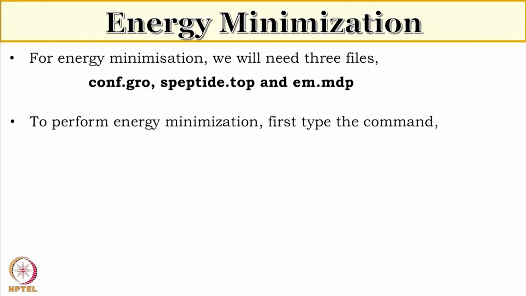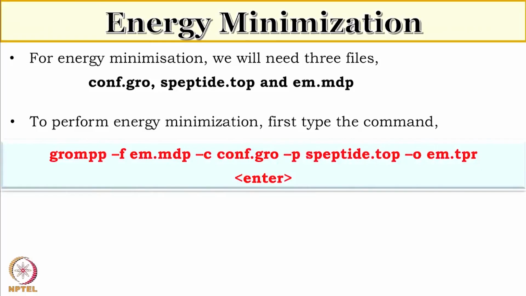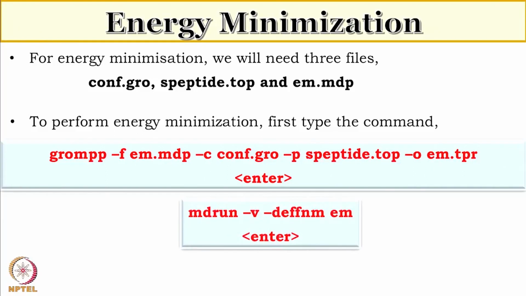Now to perform energy minimization, we first have to generate a TPR file. So first we will type the command grompp -f em.mdp, which is my molecular dynamics parameter file for energy minimization, then -c conf.gro, which is my GRO file including my solvent and the peptide, then -p s-peptide.top, which is the topology file, and then -o em.tpr, that is my output file. After generating em.tpr, we will use this TPR file for the MD run for energy minimization.